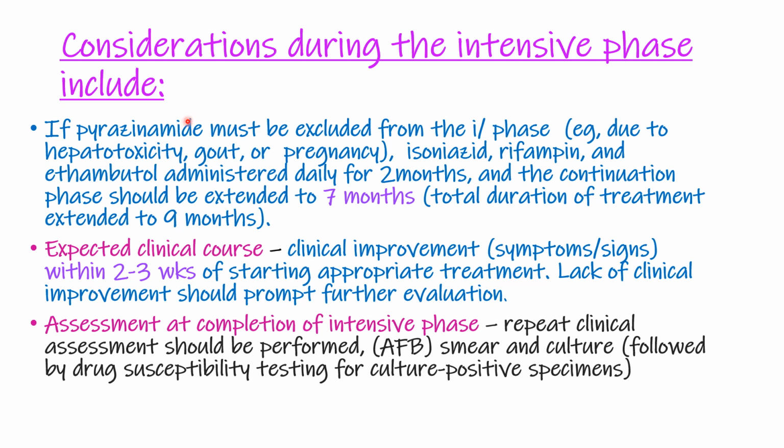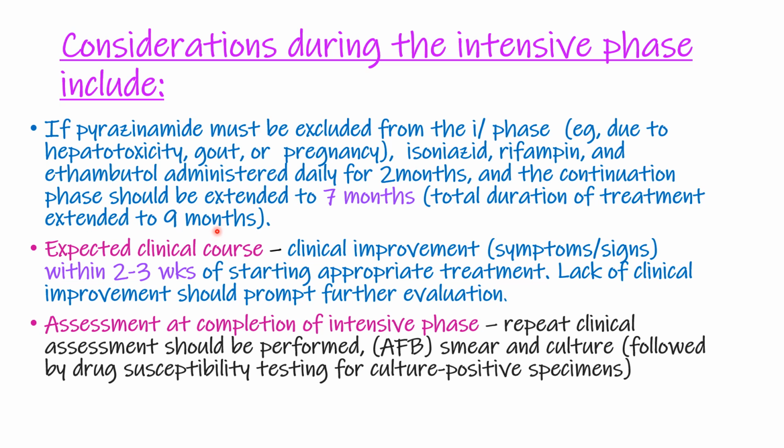So what to consider during the intensive phase? For the traditional regimen, you do the 4 drugs for two months. Pyrazinamide must be included, although pyrazinamide is actually hepatotoxic. Pyrazinamide causes decreased excretion of uric acid from the kidneys, which could be contraindicated in gout, and in pregnancy. Where it is included, isoniazid, rifampin, and ethambutol are administered for 2 months, and then you continue with the continuation phase for 7 months, and the total duration will be 9 months.